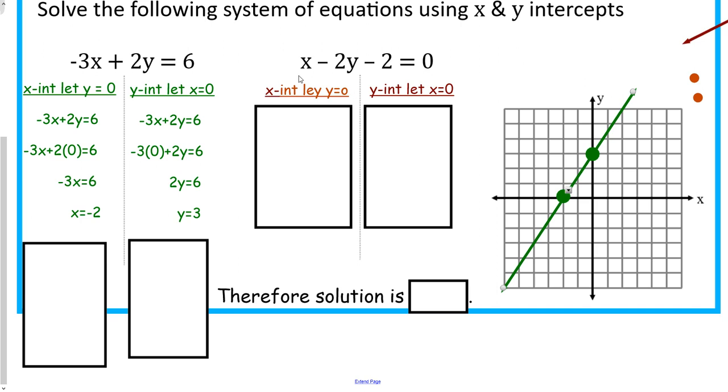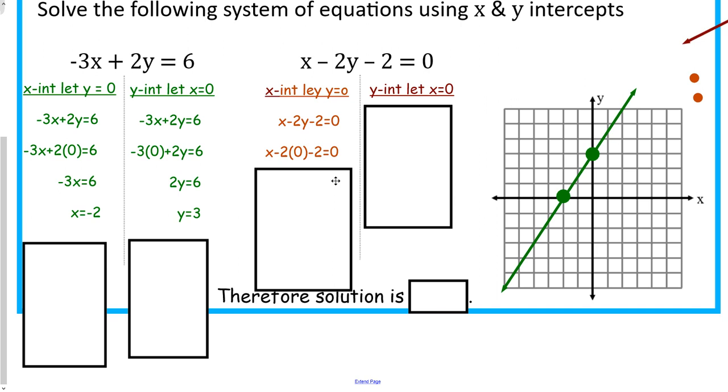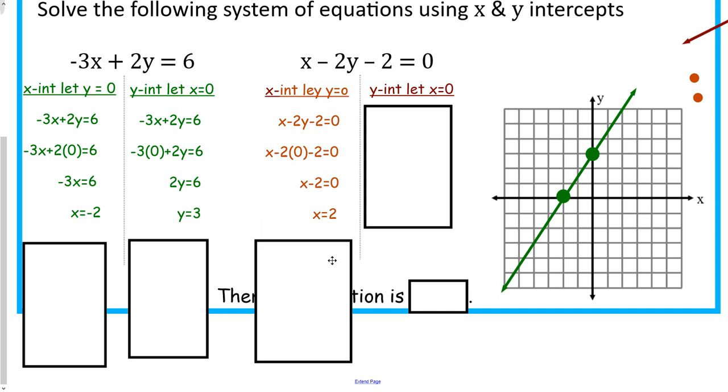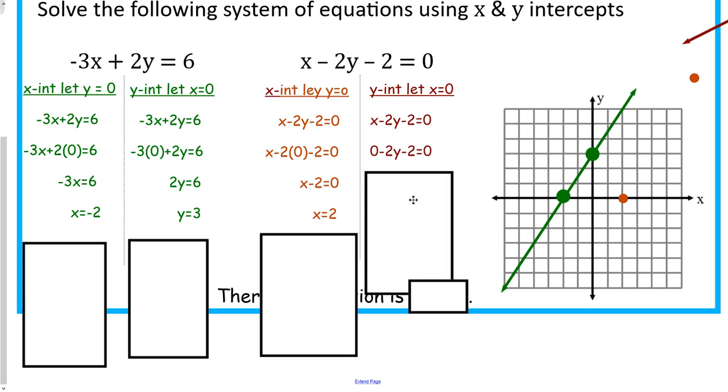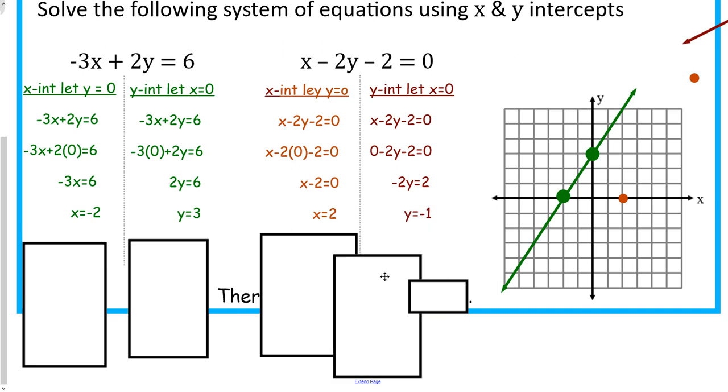For the second equation, same thing, for x-intercept, let y equal 0. So replace your y with 0 in the equation. All right, and you'll be left with x minus 2 equals 0. Bring the negative 2 to the other side, and you've got your x-intercept. X-intercept at 2. There we go. Y-intercept, let x equal 0. Okay, so we have negative 2y minus 2. I brought the 2 to the other side. The negative 2 became positive, and now divide both sides by negative 2. Y equals negative 1.